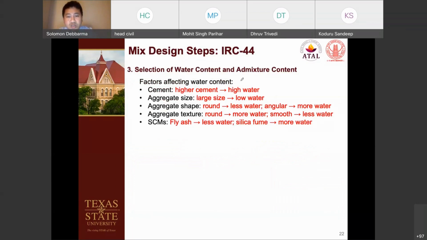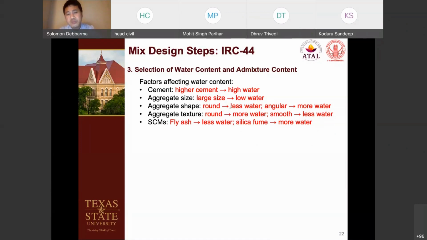Someone has just mentioned that the slides are not changing. Is it fine? Is my slide visible? Yeah, Dr. Solomon, you are on the 22nd. Someone has mentioned that slides are not changing. Okay, so it's fine.